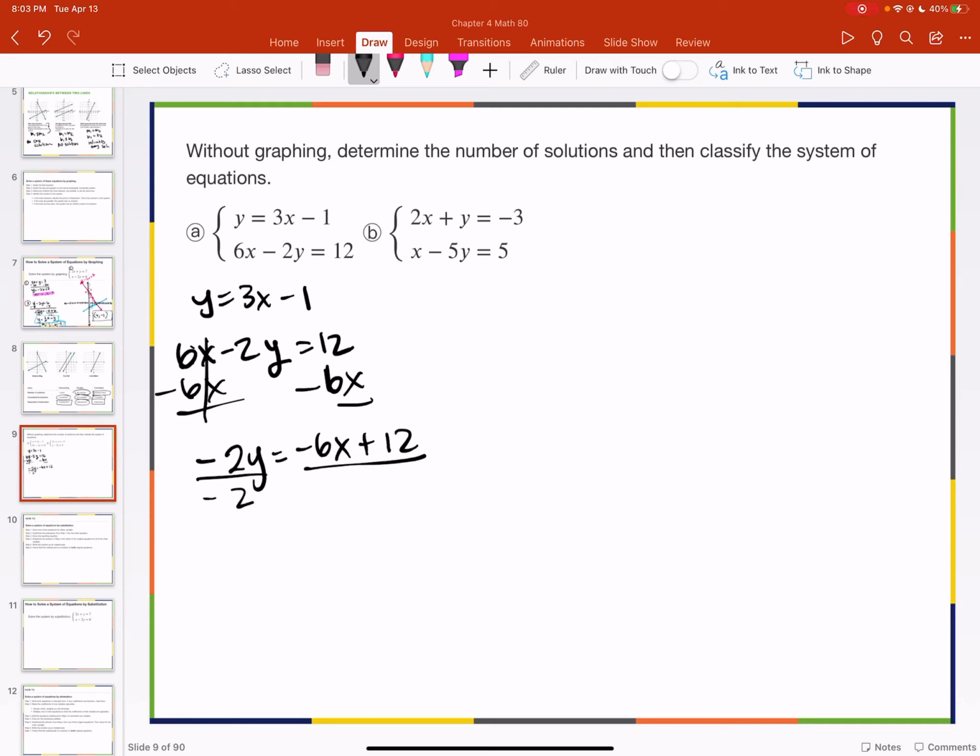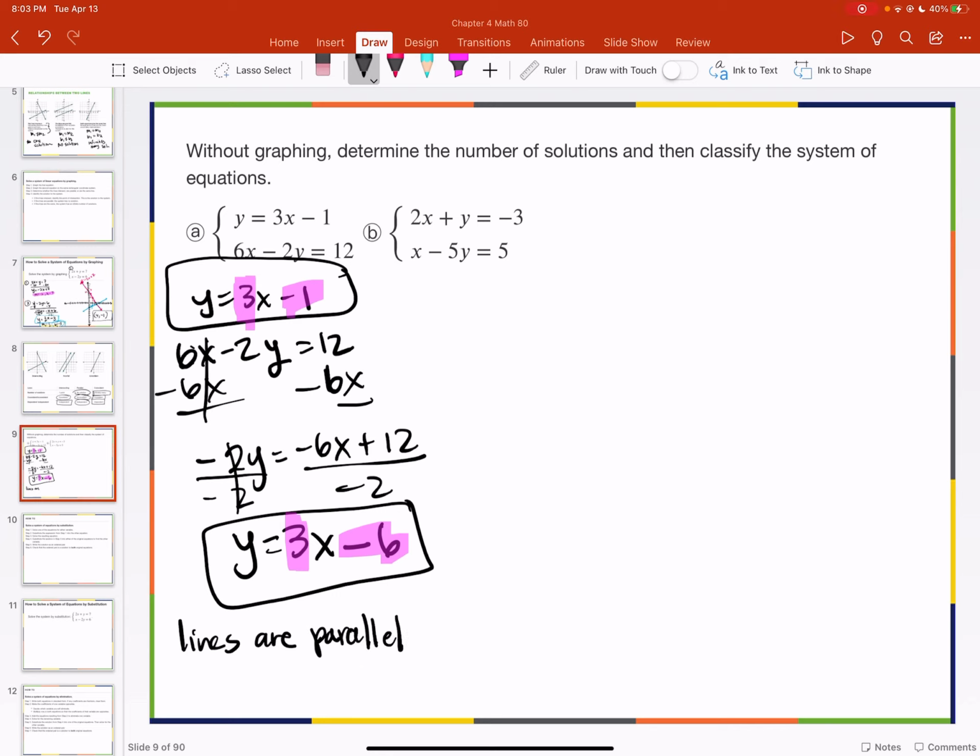So the lines are parallel, so it's an inconsistent system, sorry. They do not have any solution, so no solution, inconsistent system.